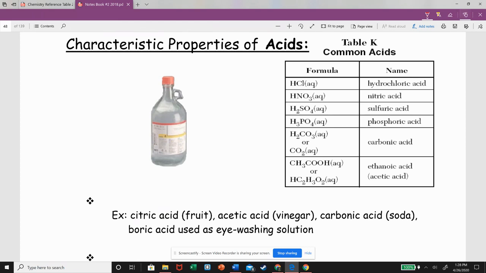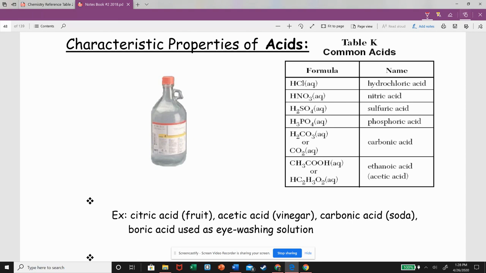You are, of course, going to need your reference tables in this unit. This is table K of your reference tables. I'd like you to take a look at table K and try to find two things that every single acid has in common on this table. If you need a moment, you can pause the video and come back, but I'm just going to keep on going. All right, so two things.